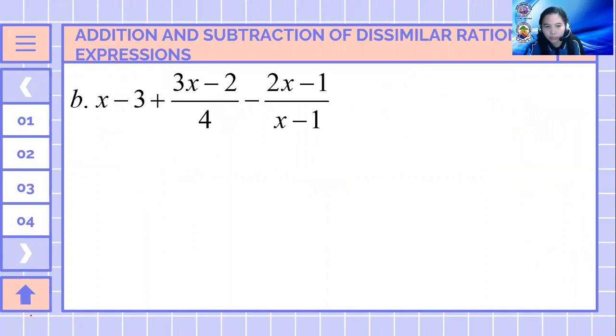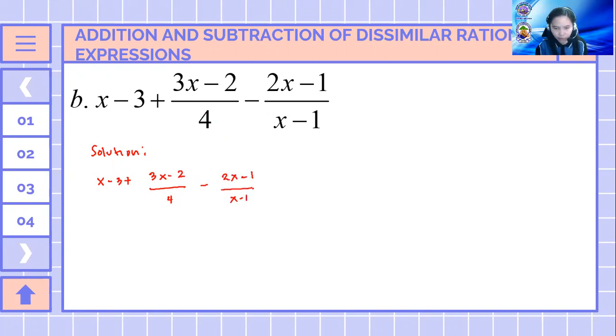Next, how about this one? It is a combination of addition and subtraction of rational expressions. We can start first with the addition, which is x minus 3 plus (3x minus 2) over 4. Then let's proceed with the subtraction. We can also find the LCD, or we can do it one at a time. Let's have the solution: x minus 3 plus (3x minus 2) over 4 minus (2x minus 1) over x minus 2, with 1 as the first denominator.